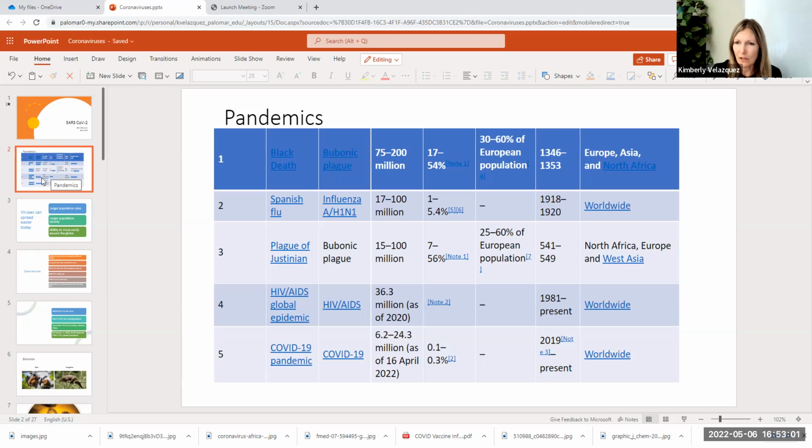But I just want to show you that COVID-19 ranks in the top 5 all-time pandemics in terms of the number of people who have been infected and the number of people who have died. And I think that's pretty significant. If you look at this first one, the Black Death caused by the bubonic plague in 1346 to 1353, that killed around 60% of the population of Europe. That was a big deal then.